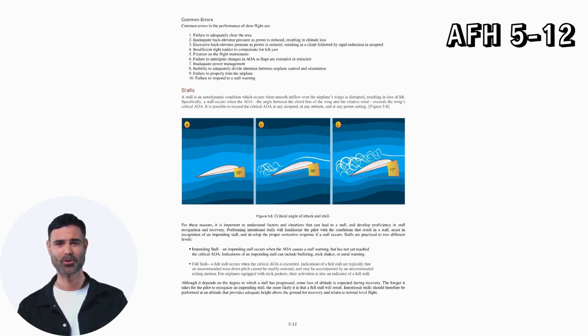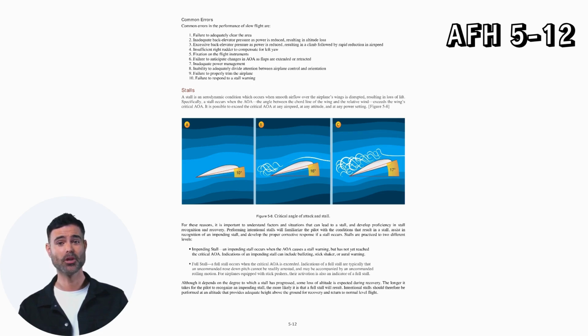Stalls. A stall is an aerodynamic condition which occurs when smooth airflow over the airplane's wings is disrupted, resulting in loss of lift. Specifically, a stall occurs when the AOA, the angle between the chord line of the wing and the relative wind, exceeds the wing's critical AOA. It is possible to exceed the critical AOA at any airspeed, at any attitude, and at any power setting. For these reasons, it is important to understand factors and situations that can lead to a stall and develop proficiency in stall recognition and recovery.